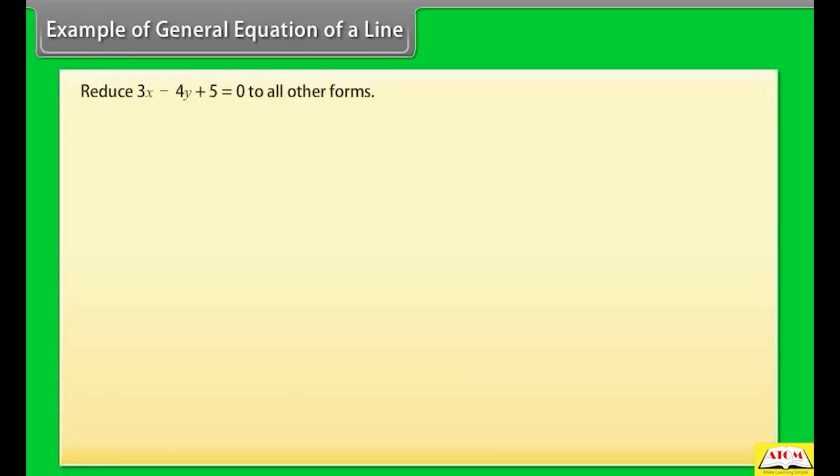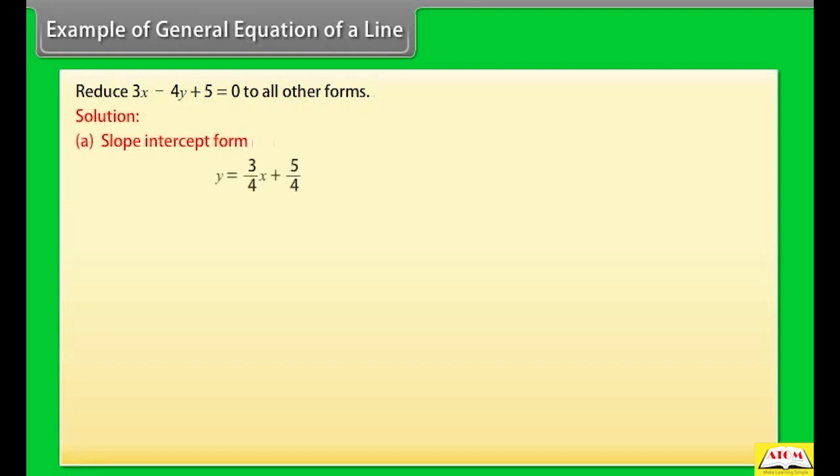Example of general equation of a line. Reduce 3x minus 4y plus 5 is equal to 0 to all other forms. Solution. Slope-intercept form. y is equal to 3 by 4 x plus 5 by 4, where m is equal to slope is equal to 3 by 4, and c is equal to 5 by 4, that is the y-intercept.